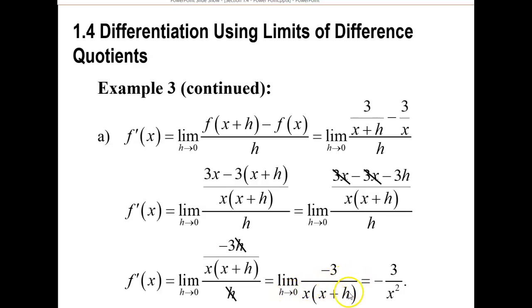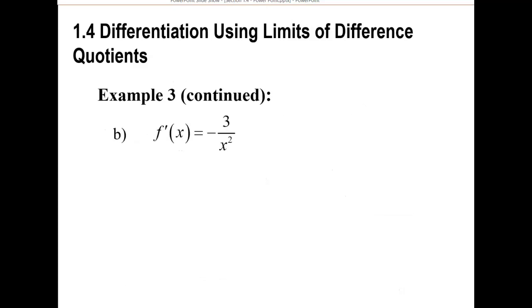Once you get all cleaned up, let h be 0. So if this h is 0 and it cancels, you still got your negative 3 on top, but if the h is 0, you got x times x. That's x squared. So you get negative 3 over x squared. So if f prime is negative 3 over x squared, f prime of 2, negative 3 over 2 squared, so negative 3/4. That's the slope of the tangent line for the x value of 2.